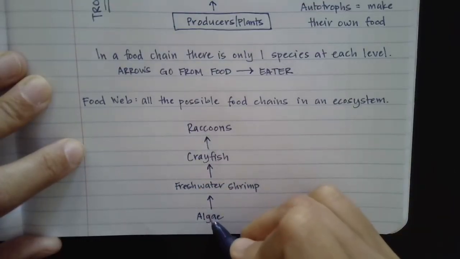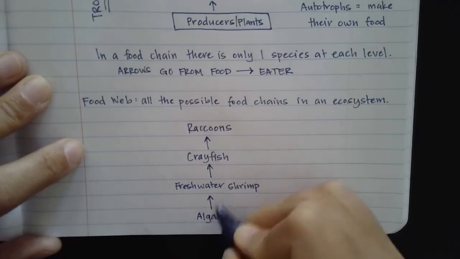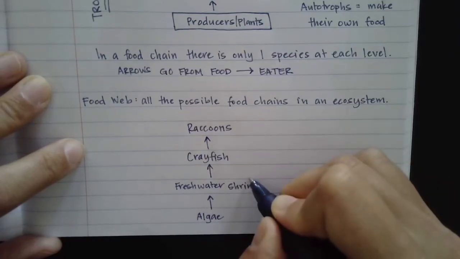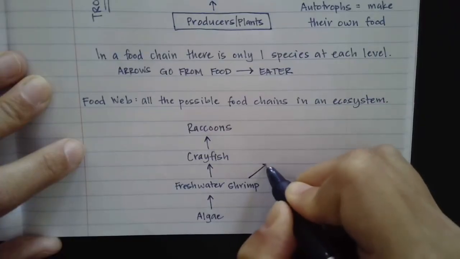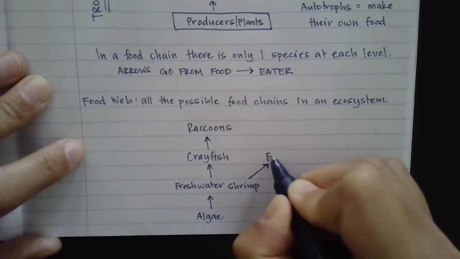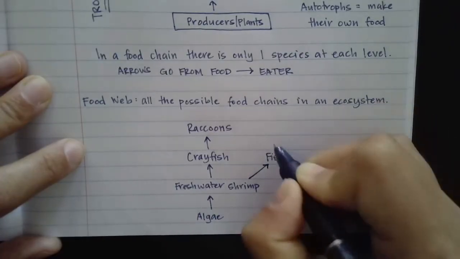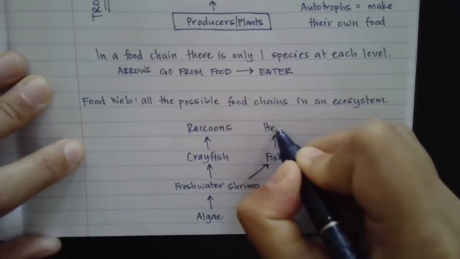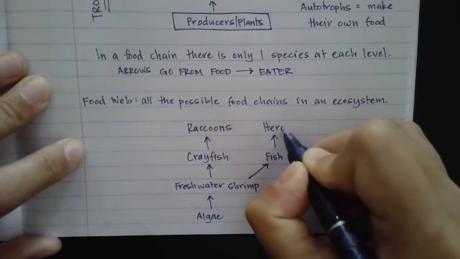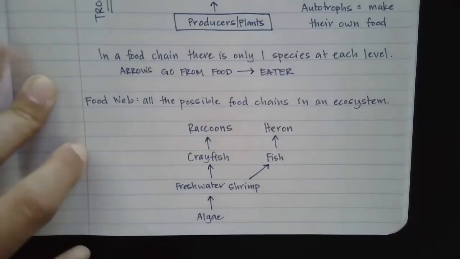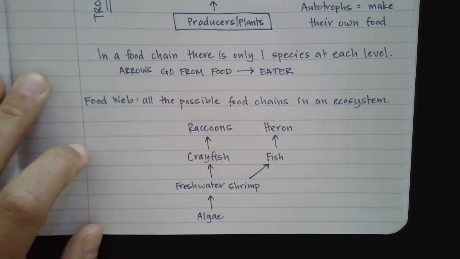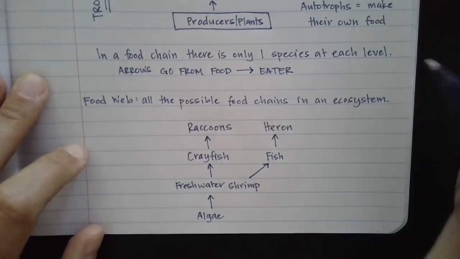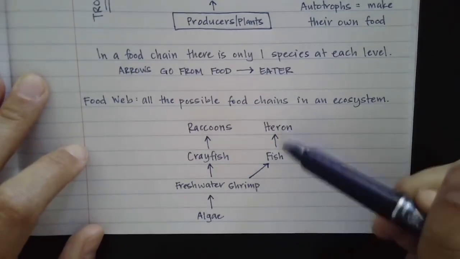But another food chain might look like this. It might go algae, freshwater shrimp. Freshwater shrimp are eaten by fish. And fish are eaten by herons. Herons are birds, like a blue heron you might see around here. So this is a food web because it's showing multiple food chains.